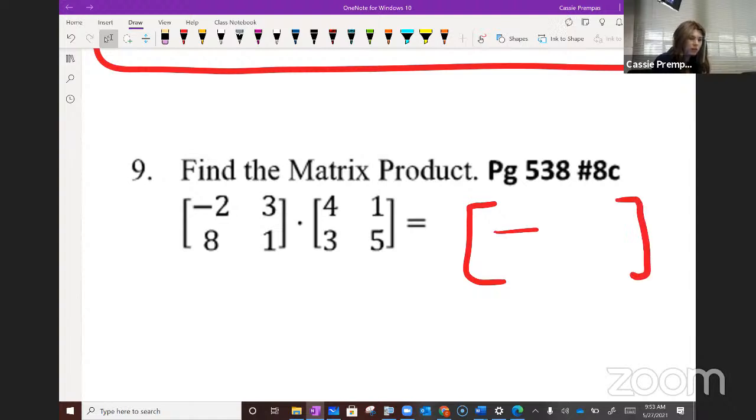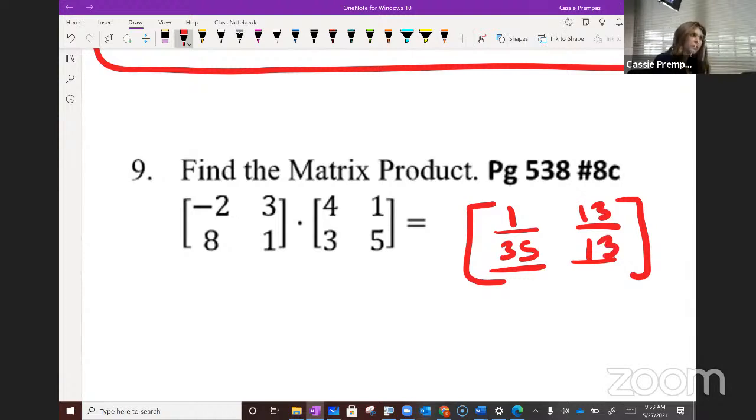The element in the first row, first column, should be -8 plus 9, which is 1. The element in the first row, second column, should be -2 plus 15, which would be 13. The element in the second row, first column, should be 32 plus 3, which is 35. And the element in the second row, second column, should be 8 plus 5, which is 13.